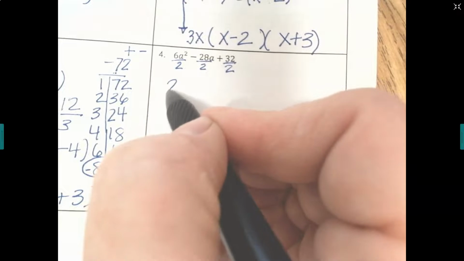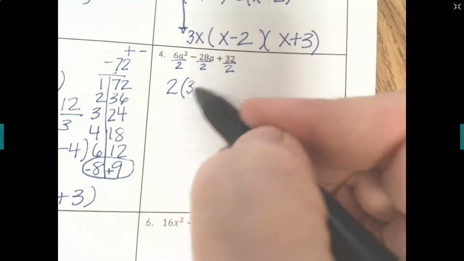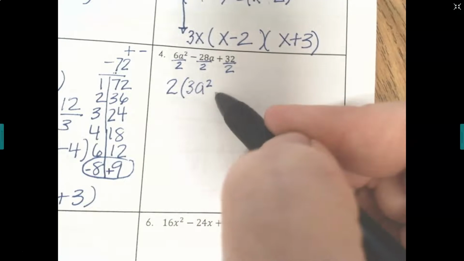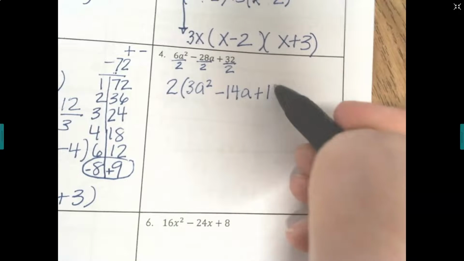So here's how we can check. Let's take out a 2 and see what happens. 6a squared divided by 2 will give us 3a squared minus 14a plus 16.